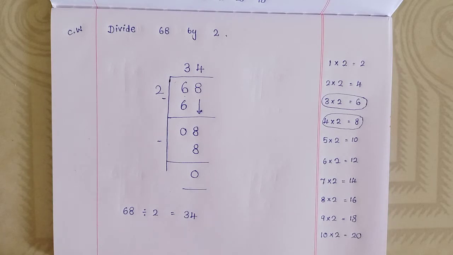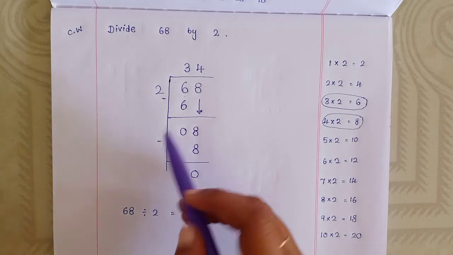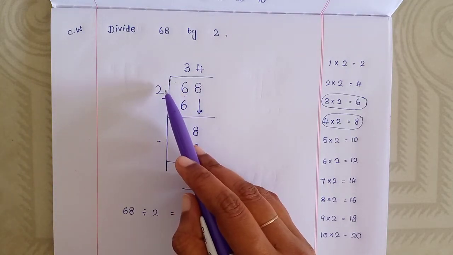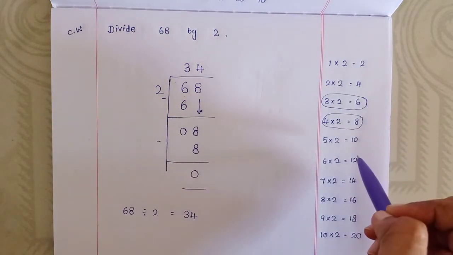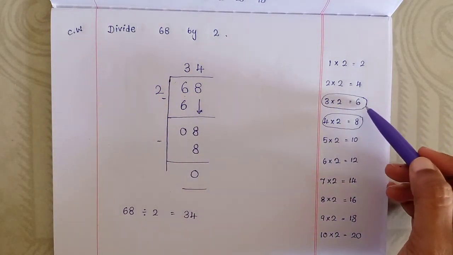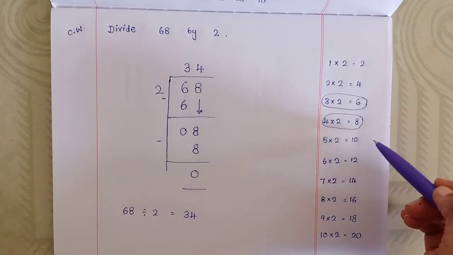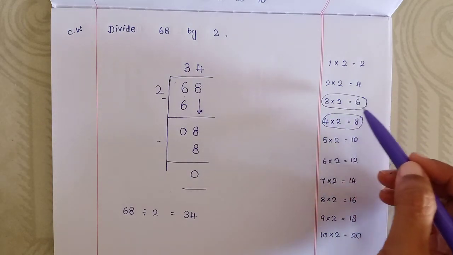Take a new page and write. Okay, Mama? Divide 68. Divide 6 tens by 2. Recall the table of 2 till you get 6. Since 3 2s are 6.